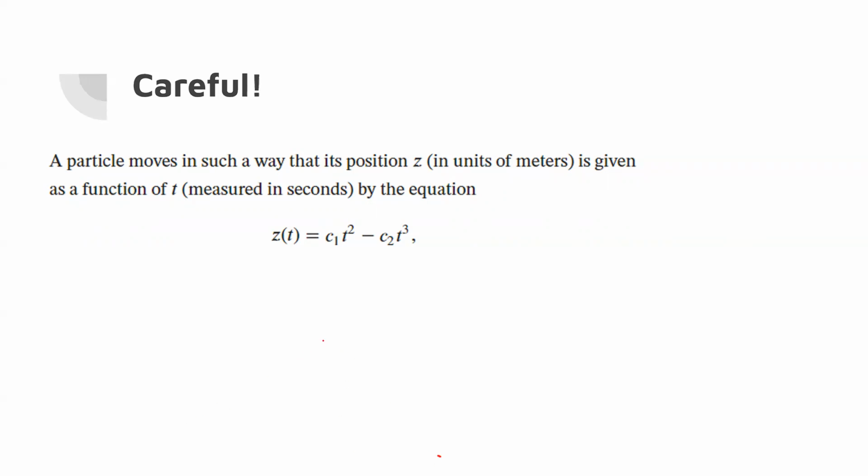So for this example, if we wanted to find a velocity function and acceleration function, we would actually have to take a derivative of this function, which is the position function, with respect to time. And that would give us a function that looks like this. And then if we want an acceleration function, we would do it again.